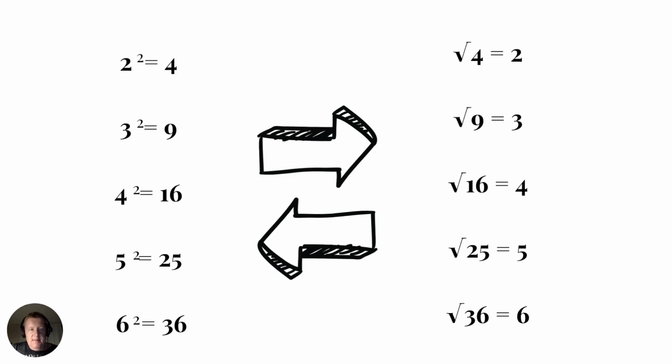Now, as I mentioned earlier, 2 to the power of 2 equals 4, and 3 to the power of 2 would equal 9. But if we square root 4, it brings the number back to the base number. Square root of 9 would equal 3. As you can see, all the other numbers, 4, 9, 16, 25, and 36, if you square root them, it's going to bring them back to their original base number.